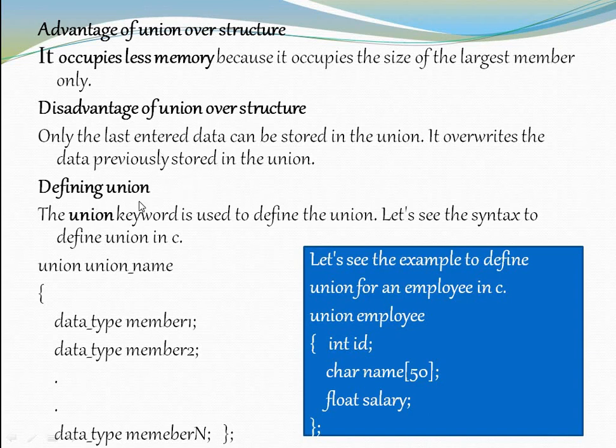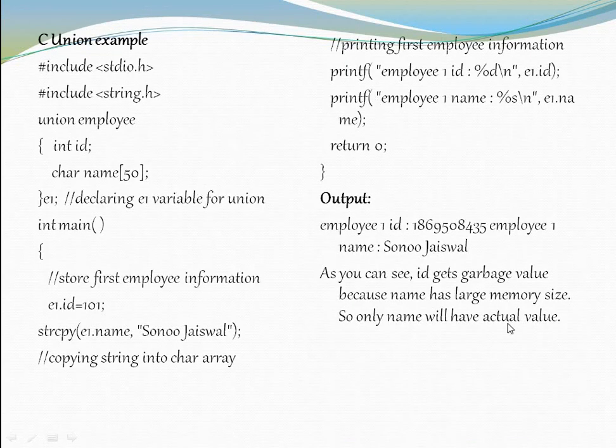Coming to the definition of union, this is how we define union. The union name, and within the curly braces the data members have to be written. See the example here, union employee. This definition is similar to structure definition; only the keyword changes, you use the union keyword. And the same, int id, char name, float salary, close the curly braces, semicolon. So this is the definition of union.